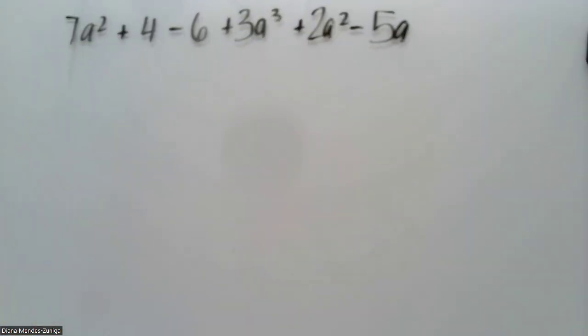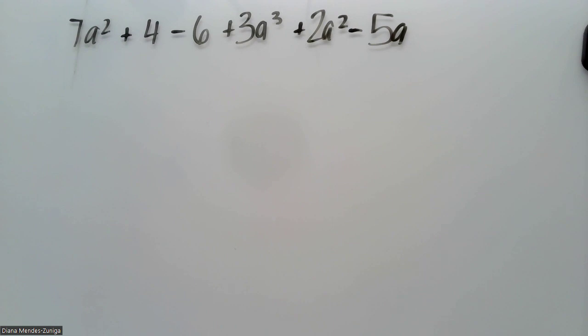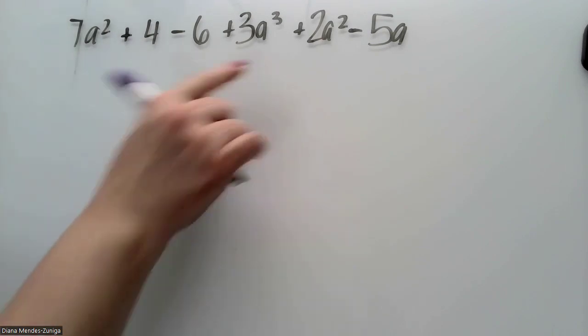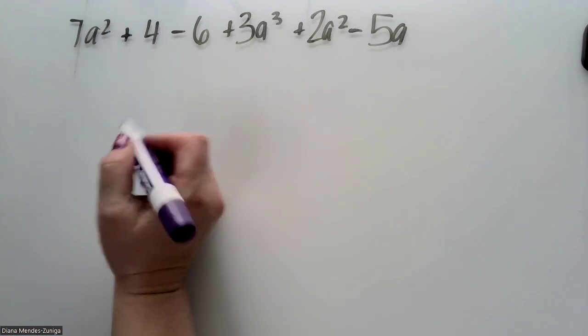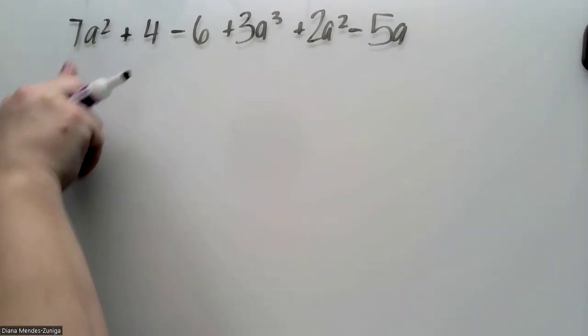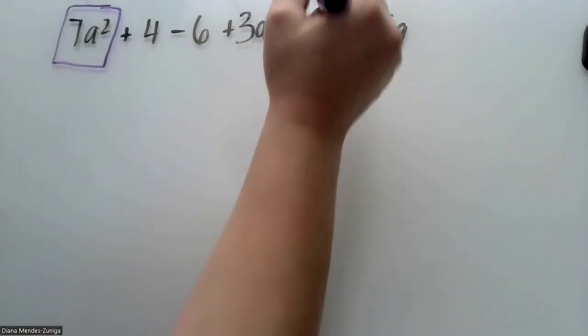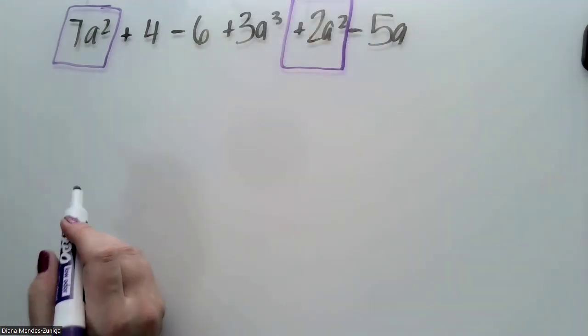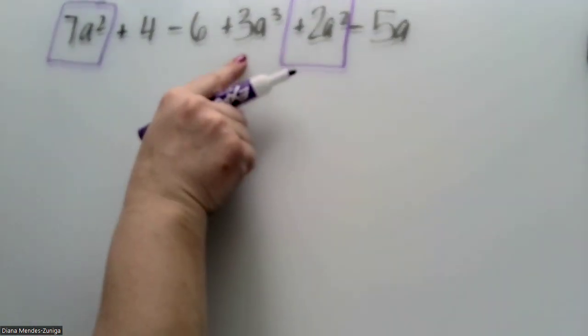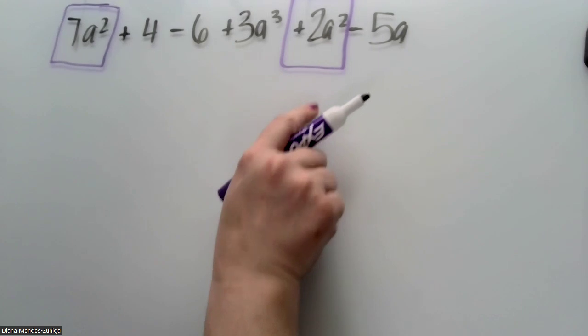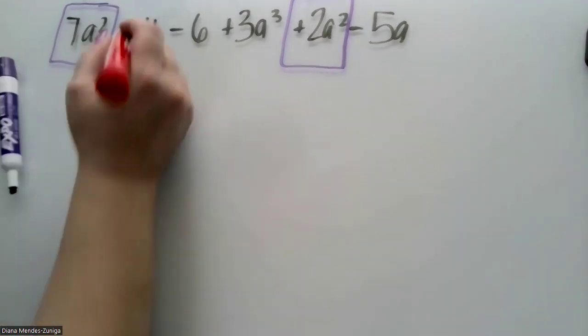Okay, so first, let's identify what our like terms are. Our like terms are going to be our a's to the second. Now you're asking, why can't I add the a to the third in there? Because this is not exactly the same, you would not add that in there. A like term has the same variable and the same exponent. So we're going to have our a's to the second. And we also have a 3a to the third. Now that's by itself. We don't have anything else. You can't add it with this 5a and you can't add it with the 2a's. So this will be by itself.